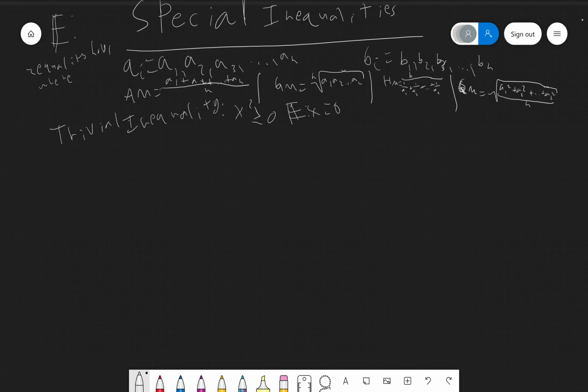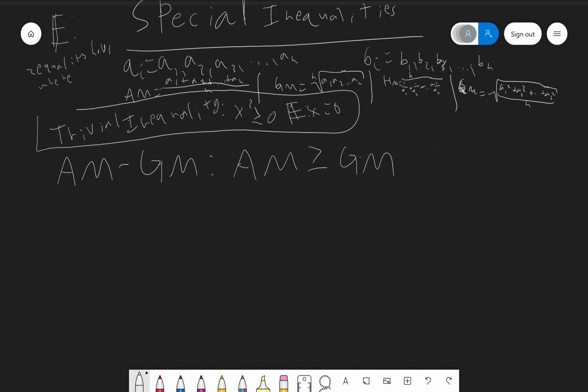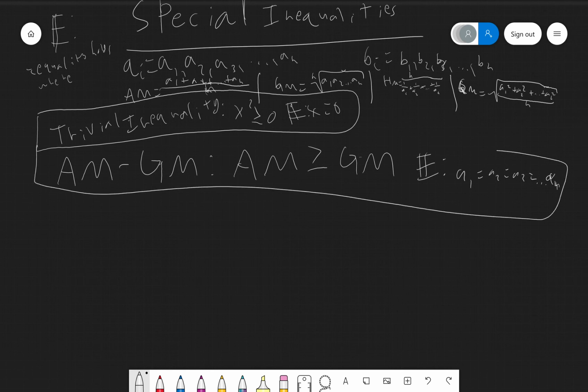Okay. Now I'm going to talk about the AM-GM inequality. Of course, we're going to be using AM and GM. So it basically says that AM is greater than or equal to GM. So let's just square that one, or rectangle that one. And equality holds when A1 equals A2 equals A3 equals so on to AN. We did it, guys. Next one. I could prove the AM-GM using painful algebra, but no.